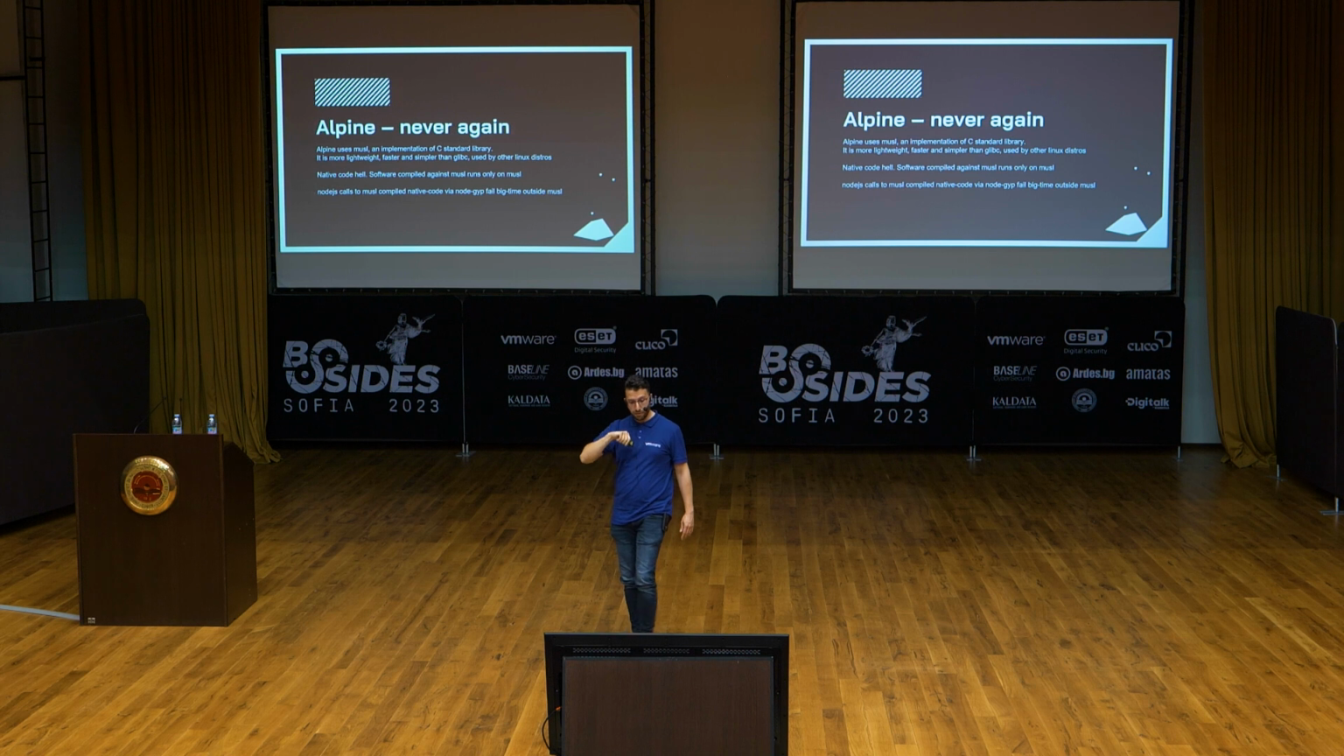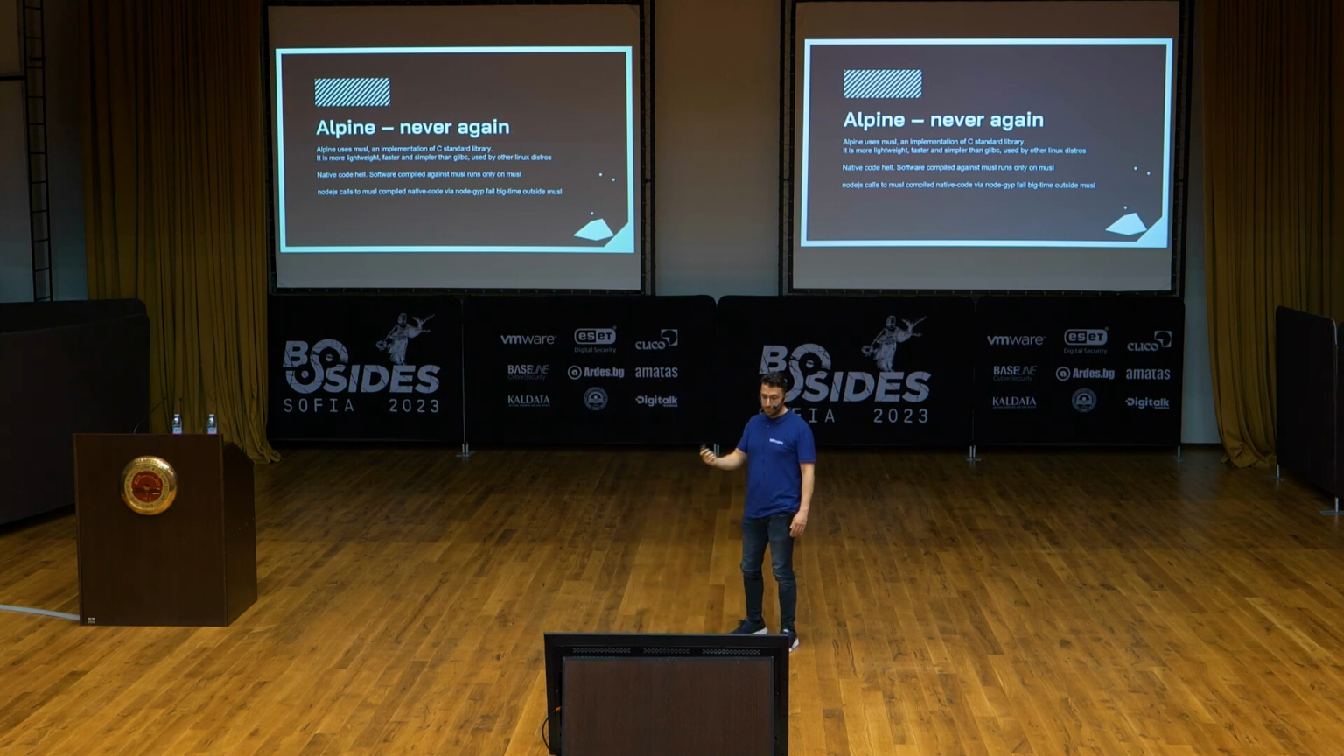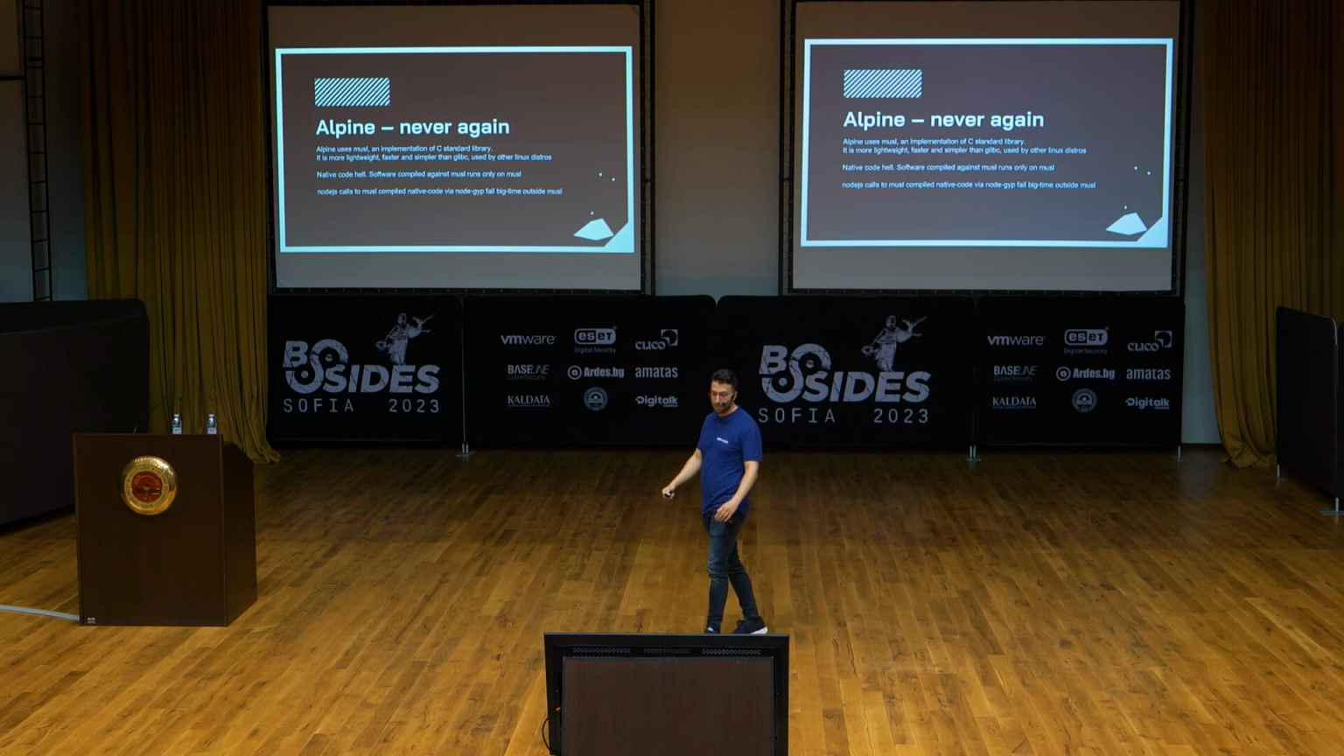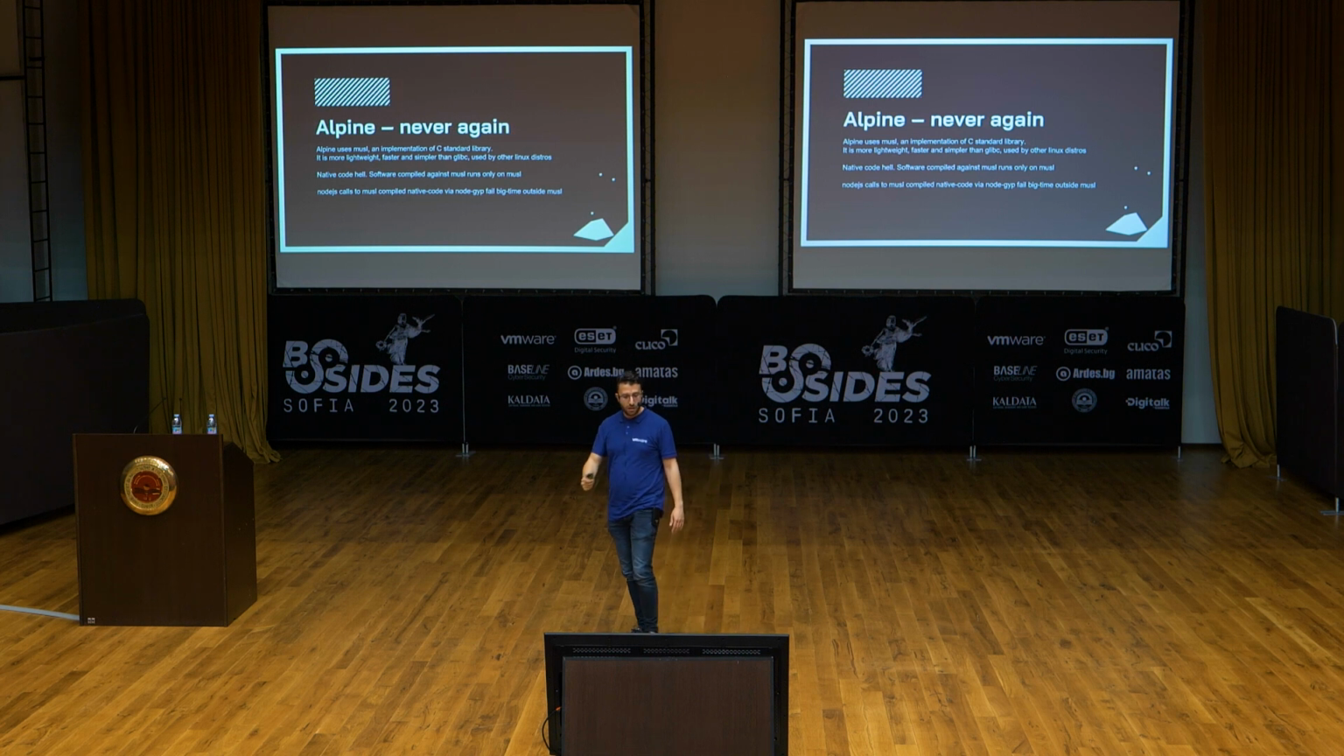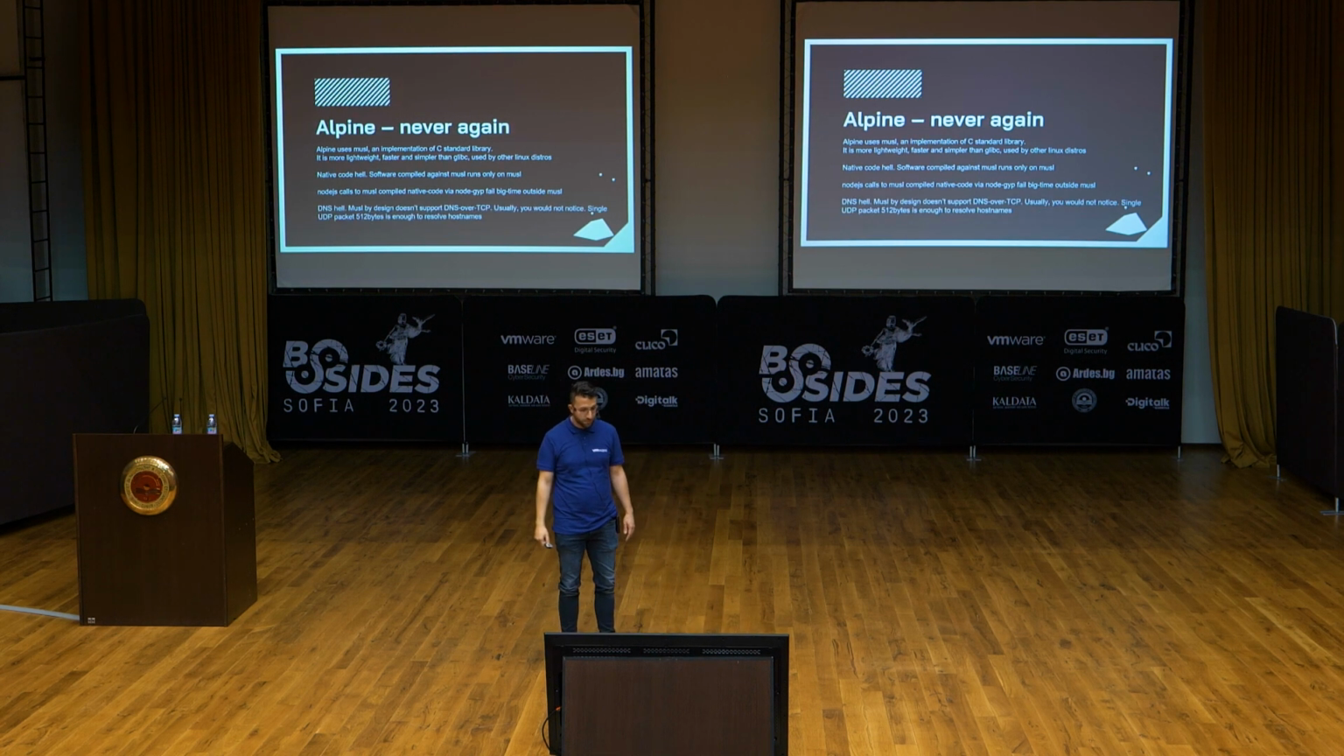Again, we have the same problem, and we're referring to the native code hell. So if I compile Node.js native code on musl, I have to run it on musl. Otherwise, I'll get memory hell. I'll get a segmentation fault immediately. I'm not able to run my software or my service outside of musl.